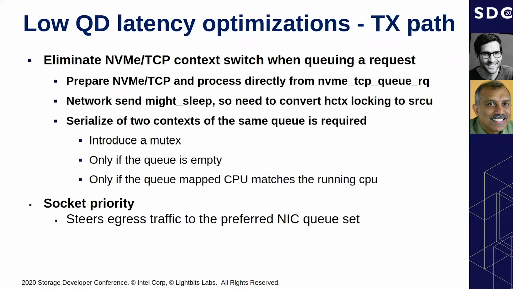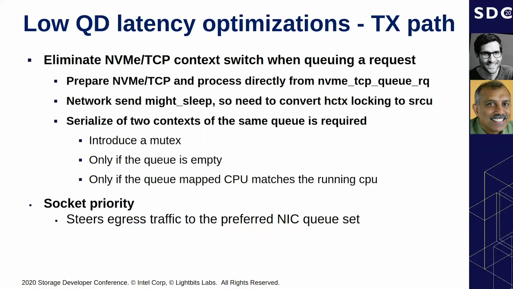The attempt is to tackle the context switching that is inherent to the driver and the presence of this IO context. So first, the optimization was in the TX path. We mentioned that when the request is queued from the upper layer down to the driver, we initialize the command, prepare the PDU, and then we defer to a different IO context.